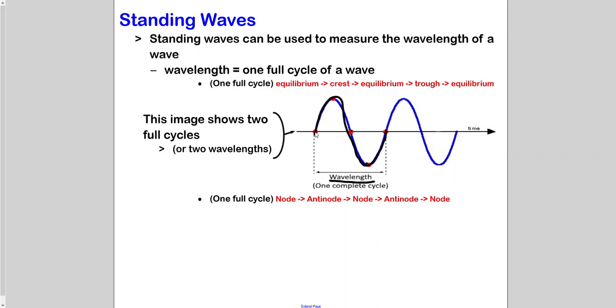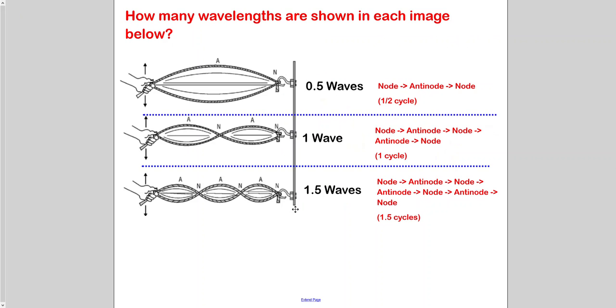So if I can count node, node, node, 3 nodes, I know that the distance between this node and this node has to be one wavelength. This is obviously another cycle over here, so we could look at 2 wavelengths. One of the reasons we look at nodes and antinodes is it allows us to easily measure the wavelength, which is something that we'll do coming up.